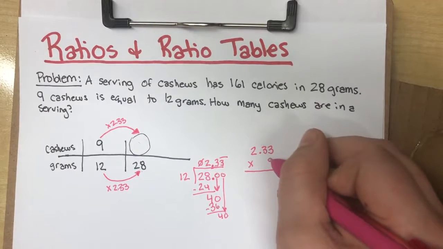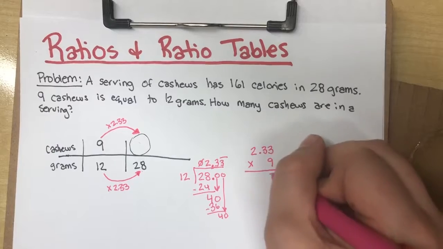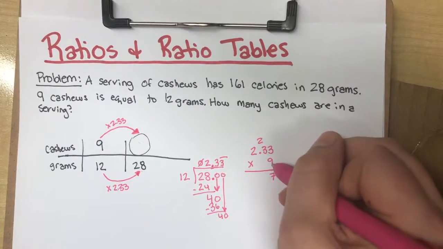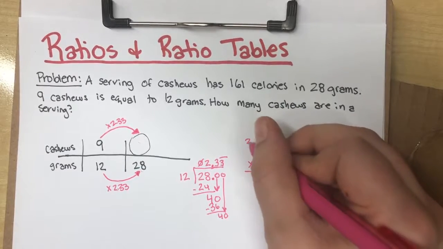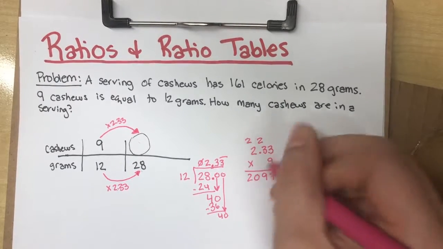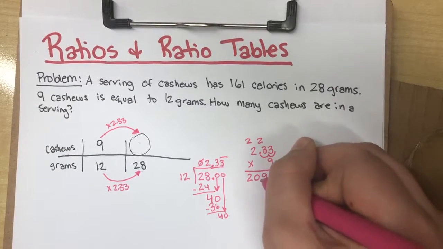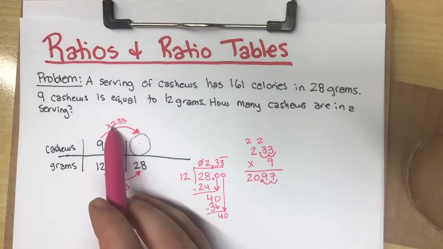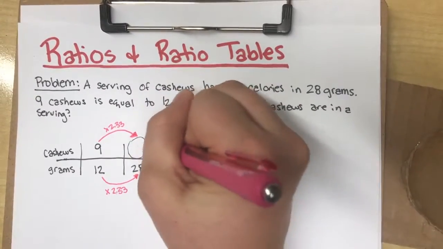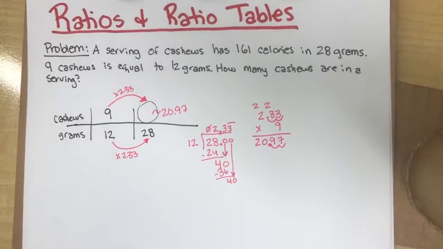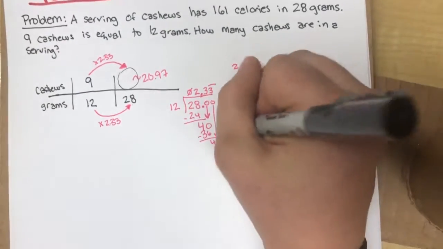Okay, so when you're multiplying with decimals, you just forget about the decimal until the very end. So 9 times 3 is 27. 9 times 3 is 27, 28, 29. 9 times 2 is 18, 19, 20. Okay, and I have 2 decimal spaces, so I'm going to go 1, 2. So I know that 9 times 2.33 is about 20.97.